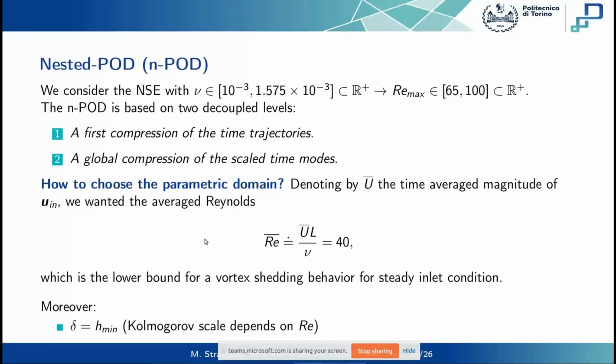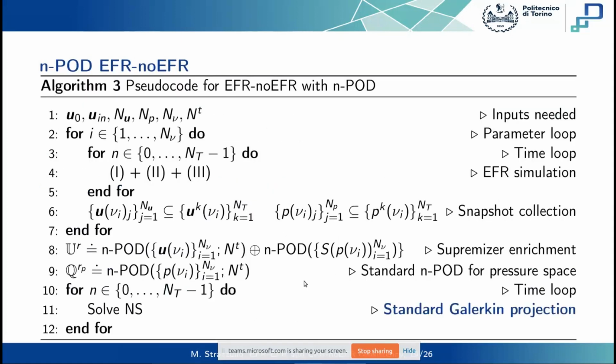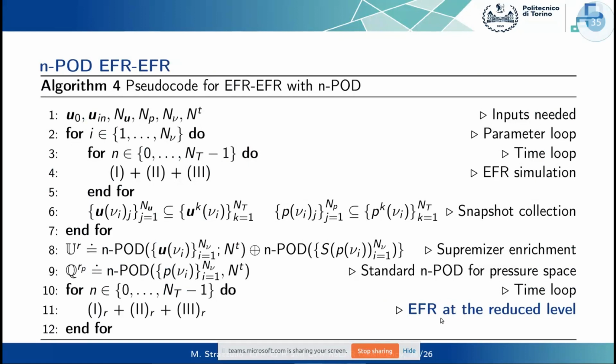Another thing that I want to stress is that here, in this case, delta is not anymore the Kolmogorov scale, but it's h-mean. This is another classical choice for the filter radius, because now the Kolmogorov scale depends on Reynolds, and you don't want a delta that changes for every parameter. You want to be consistent in the choice of delta. So this is the MPOD, EFR, no EFR. You apply this double compression and then you solve the standard Navier-Stokes equations, or you can apply the filter also at the reduced level.